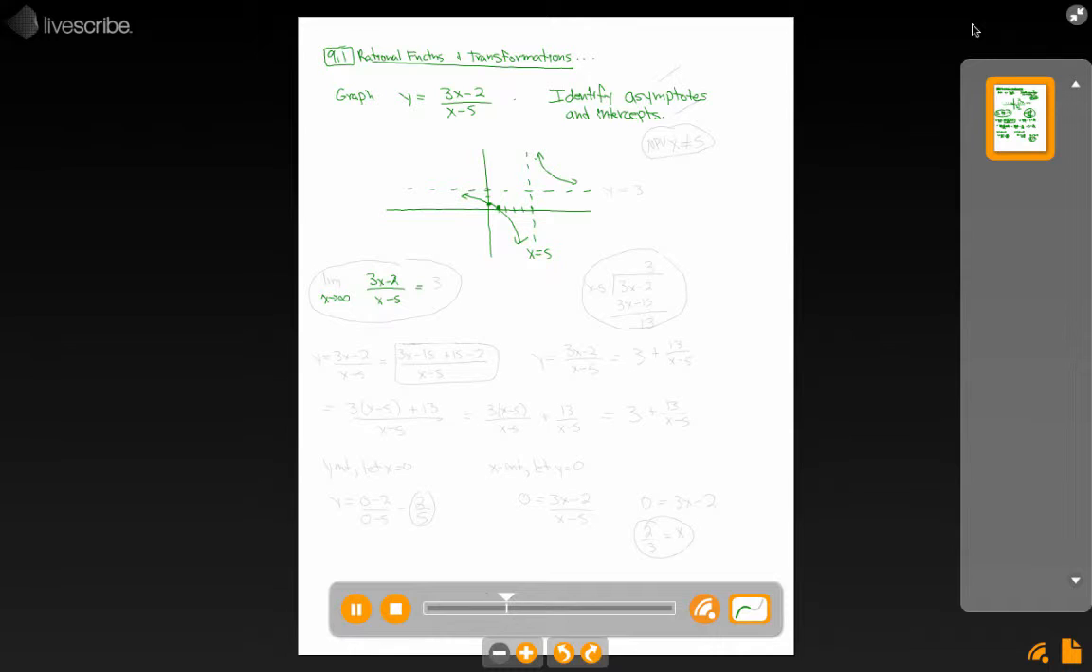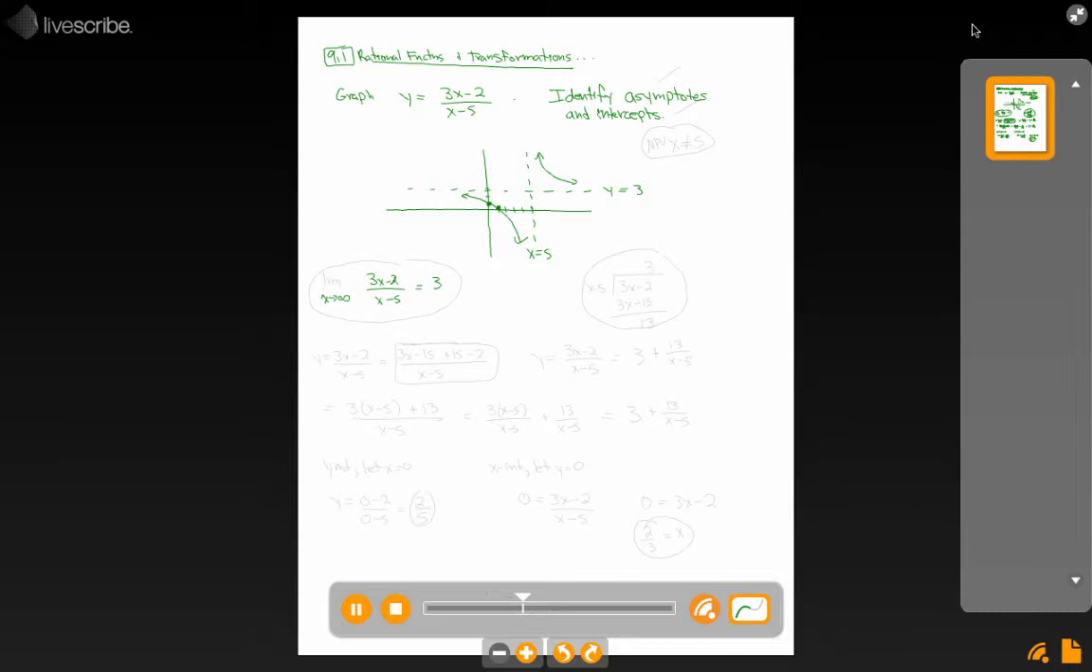So put in gigantic numbers, 1 million, 100 million, 100 billion for x, and what you'll see is you basically have 3 over 1. You have answers getting closer and closer to 3, whether you put in huge positive or huge negative numbers. And it turns out that that is the value of the horizontal asymptote.